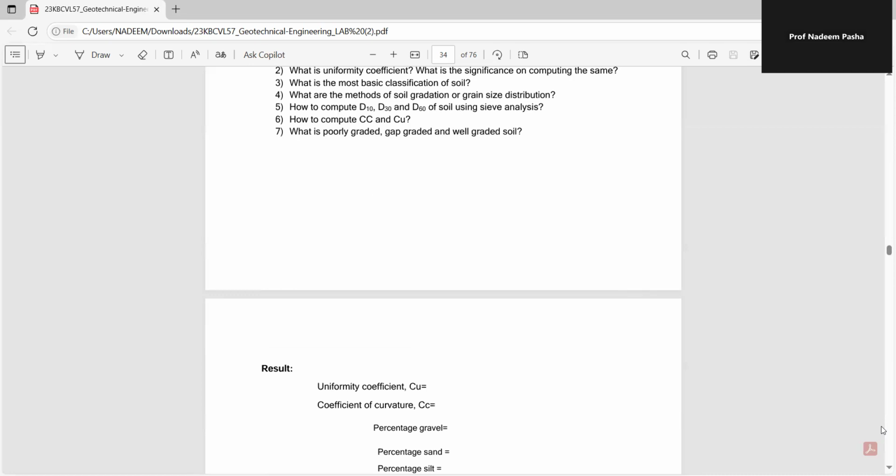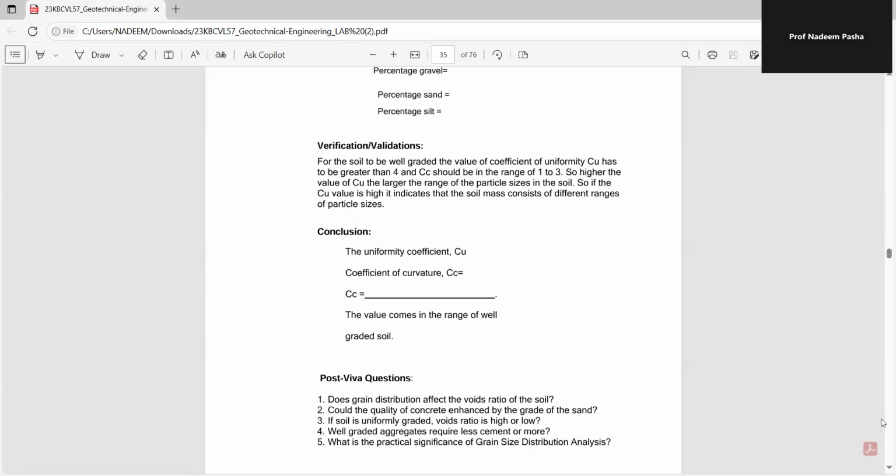What are poorly graded, gap graded and well graded soils? Poorly graded means the soils are not properly compacted. Gap graded means voids are present in between. Finally, well graded means they are compact. The uniformity coefficient is given by Cu, and the coefficient of curvature is given by Cc. Percentage of gravel, percentage of sand, percentage of silt.